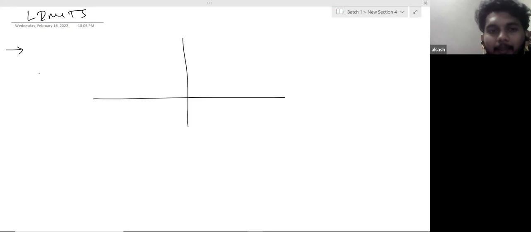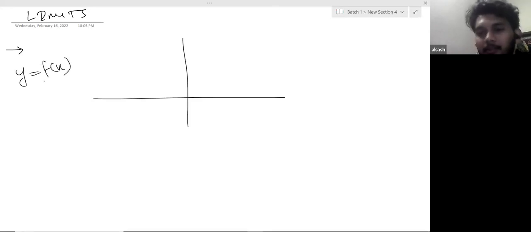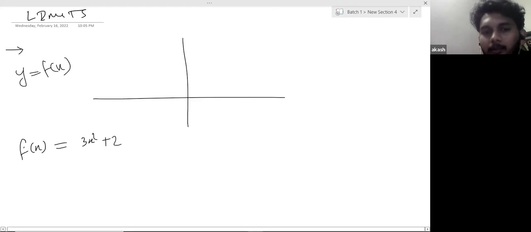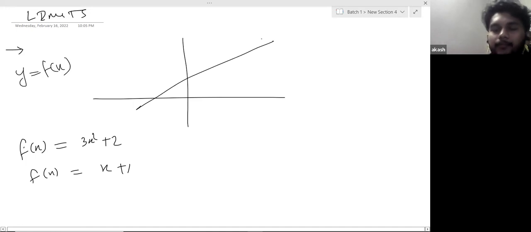Okay. So y is equal to f of x. There is a function. All right. Y is equal to f of x. Suppose this function is 3x square plus 2. Or take an easy one. F of x is x plus 1. All right. We can plot the graph of this function. This will be a line passing through 1 and slope 45.